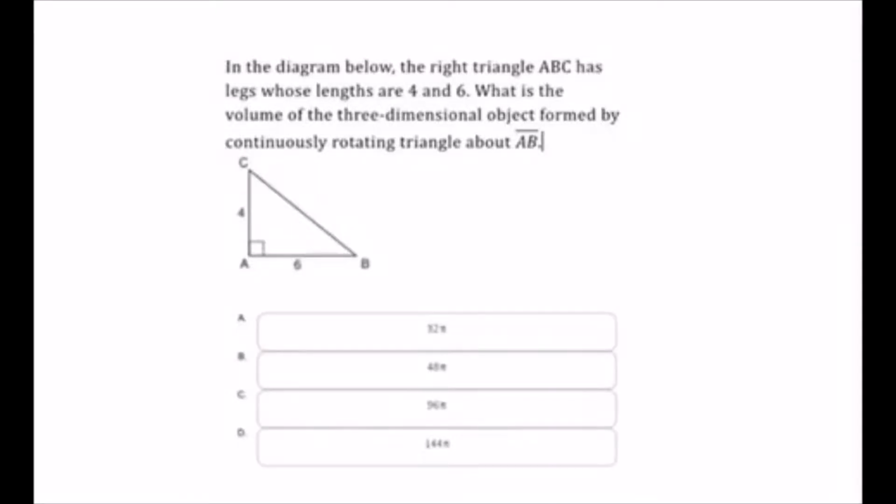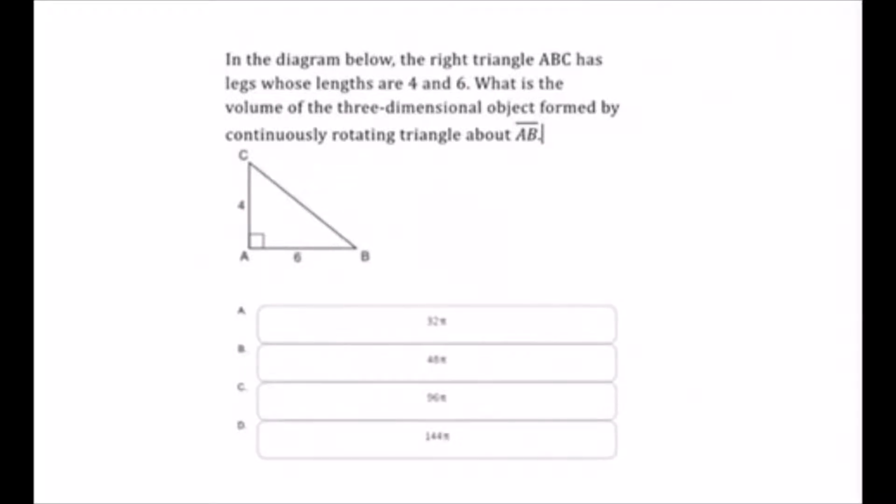In the diagram below, the right triangle ABC has legs whose lengths are 4 and 6. What is the volume of the three-dimensional object formed by continuously rotating the triangle about AB? We have the lengths, which are 4 and 6, and it's asking for the volume of the three-dimensional object formed by continuously rotating. I'll be showing you a 3D visual in GeoGebra in a minute, but first we have to work out the answer in pi, so we have to keep that in mind.